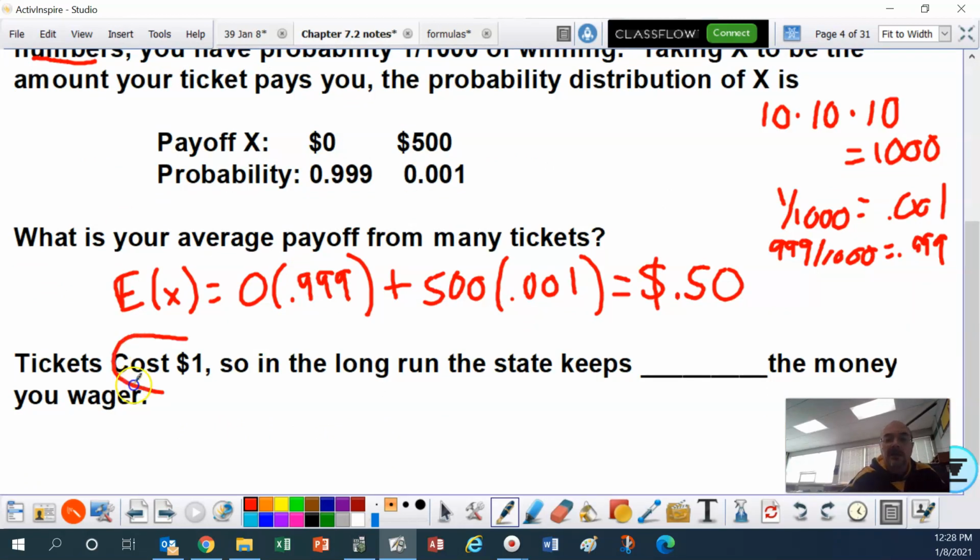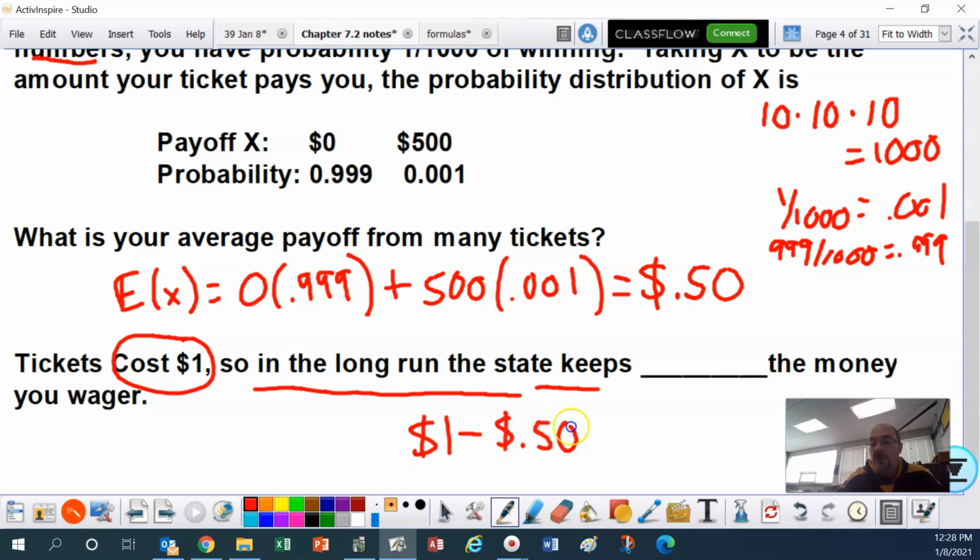So if a ticket costs $1, in the long run, how much does the state keep? Well, for every dollar the state gets, they are going to pay out 50 cents. So, ladies and gentlemen, the state keeps the other 50 cents. Pretty cool, huh?